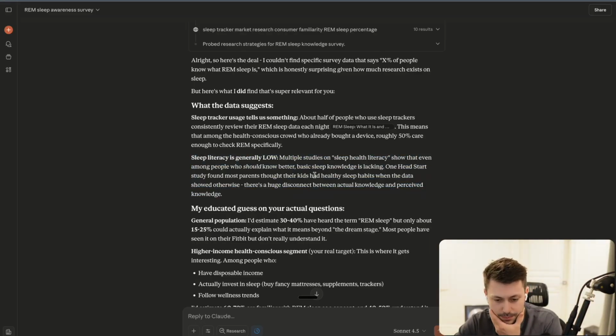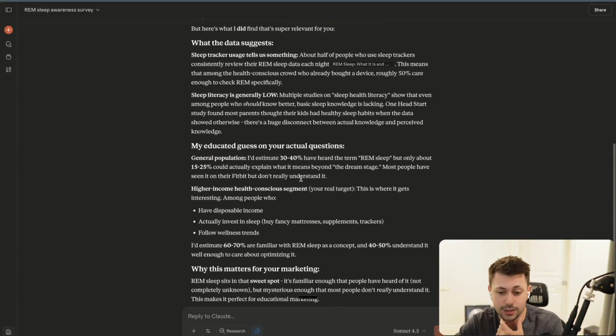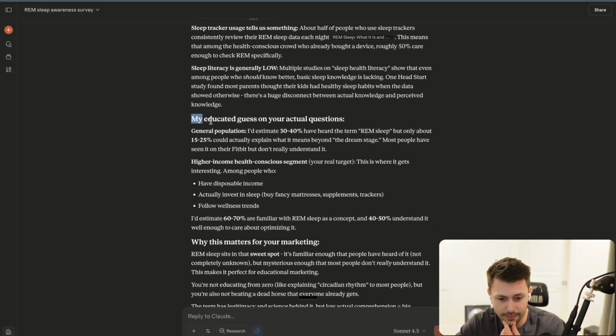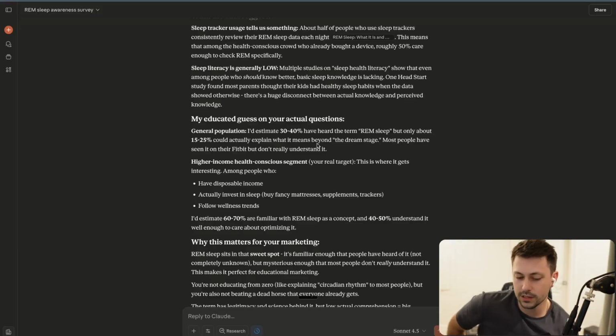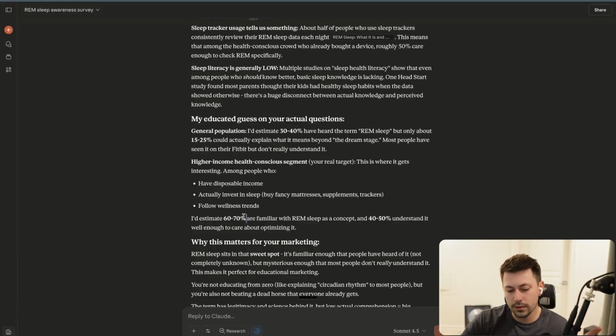Multiple studies on sleep health literacy show that even among people who should know better, basic sleep knowledge is lacking. One Head Start study found that most parents thought their kids had healthy sleep habits when the data showed otherwise. My educated guess on your actual general population is about 30 to 40%, and I'd say about 15 to 25% could actually explain what it means, okay? And so as you can see, 67% are familiar with REM, and 40 to 50% actually understand it.